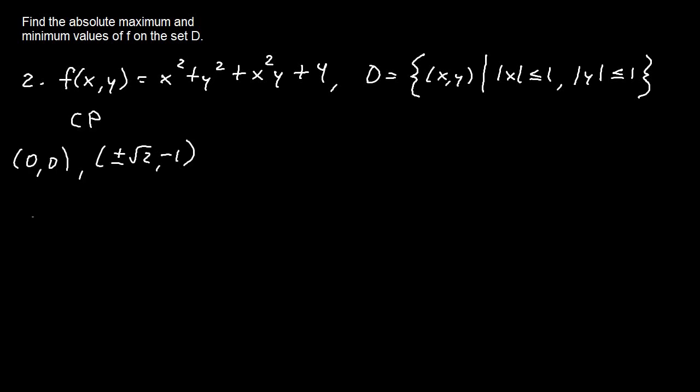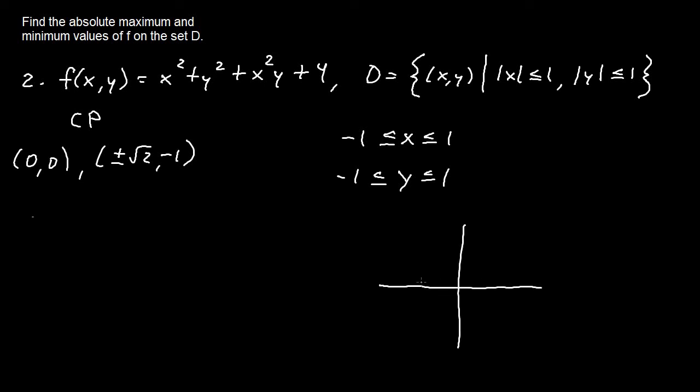Now if I focus on the set D here, which is put in set notation, let's draw this out. The absolute value of x is less than or equal to 1. If we get rid of that absolute value, we can say that x is between negative 1 and 1. If we get rid of the absolute value on the y, we can say y is also between negative 1 and 1. So if I draw this out on a coordinate plane, the x values will range from negative 1 to 1, and the y values will also range from negative 1 to 1.